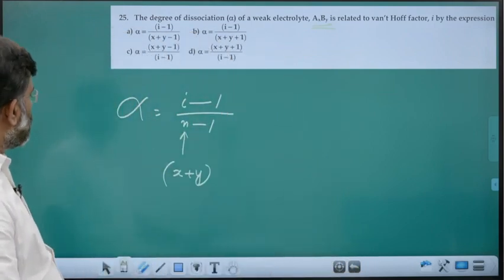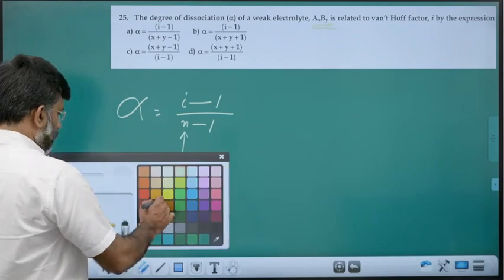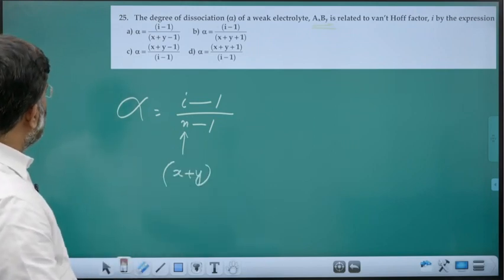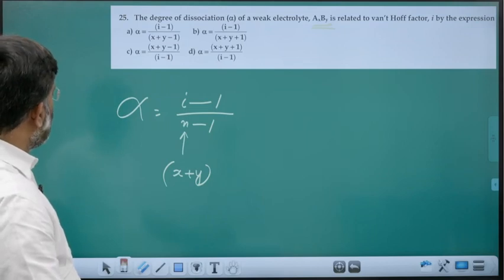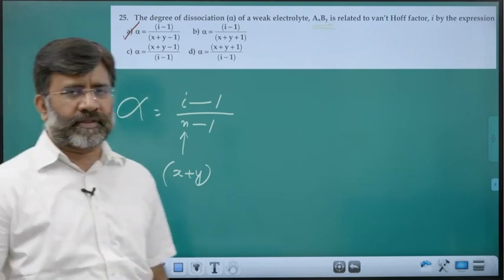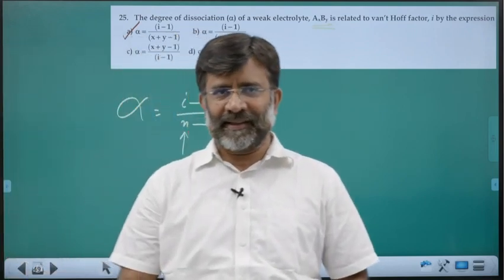So which one is the answer? I think that itself we can get the answer. Alpha is equal to (i minus 1) by (x plus y minus 1). First choice itself. Option A itself is the correct answer. Okay, next.